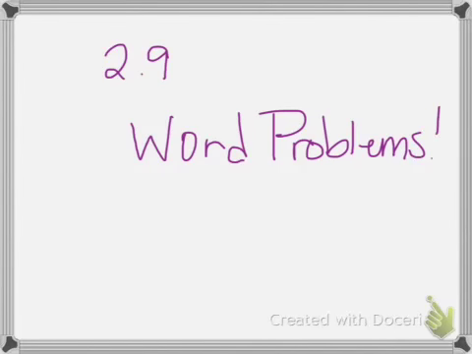I'm going to be talking about 2.9, which is multi-step word problems. So yay, more word problems for the kids to do. I know these can always be tricky, but one of the ways that we like to show them is by drawing pictures and using grids. It's the best way to visualize a problem and easy for kids to see what they're actually doing.